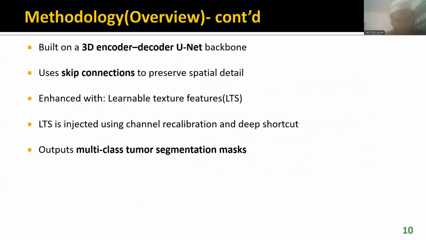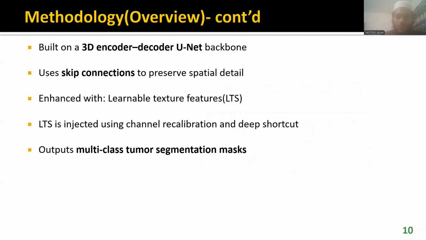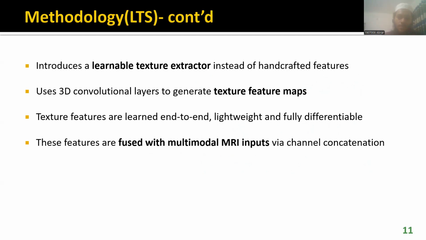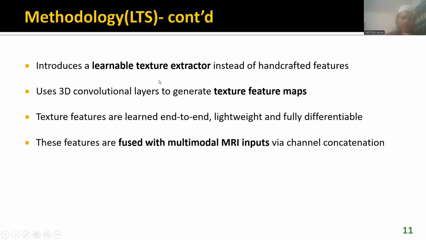As we can see, the input is fed into this Conv 3D, and the output is fused with the input again. This is what we are calling the LTS block, which afterwards goes to a squeeze and excitation block for channel recalibration purposes. So this is the LTS block. The learnable texture extractor uses 3D convolution layers to generate texture feature maps. Texture features are learned end-to-end, lightweight, and fully differentiable. These features are fused with multimodal MRI inputs via channel concatenation.